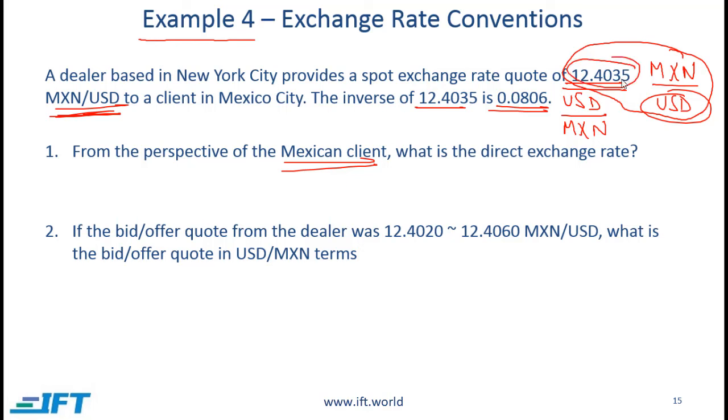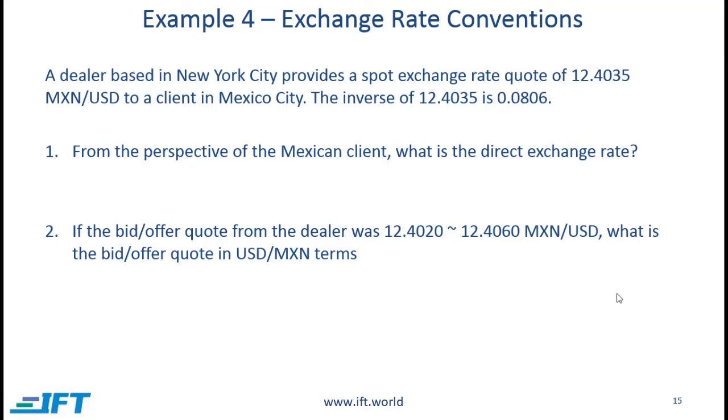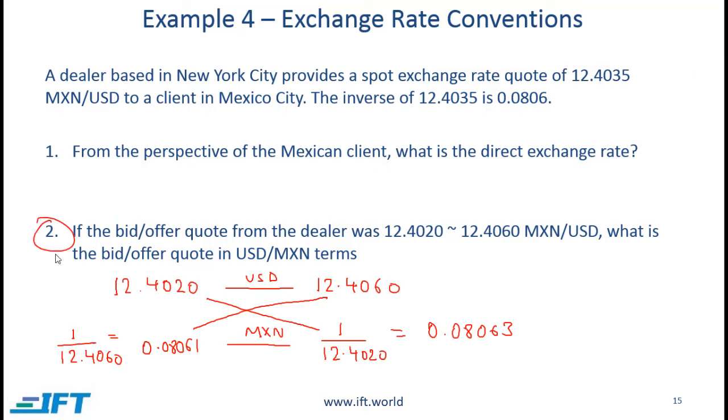12.4035 is the price currency, which is the Mexican peso. The Mexican wants to know how much he can buy or sell $1 for, and $1 is for 12.4035 Mexican peso. So that is the direct exchange rate for the Mexican. Let's do question 2 now.